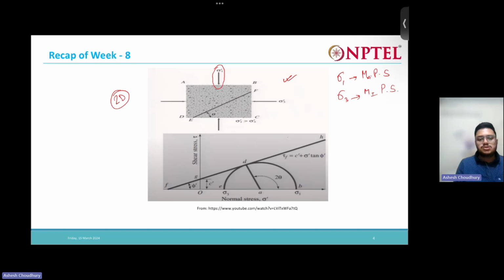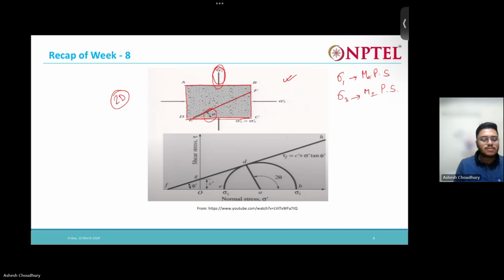Okay, so AB is what? This AB plane, or this CD plane, is nothing but the major principal plane, because the major principal stress is acting here, and these planes are the minor principal planes because the minor principal stresses are acting. And this EF plane is nothing but, say, the failure plane. Okay, and the failure plane makes an angle theta with the major principal plane.